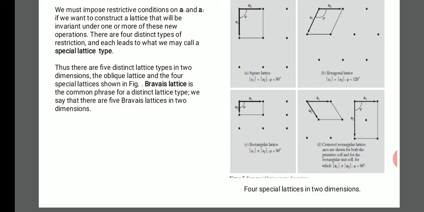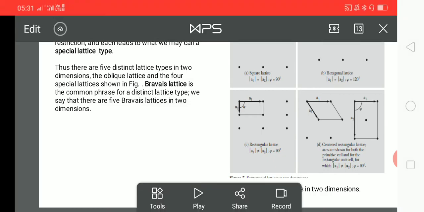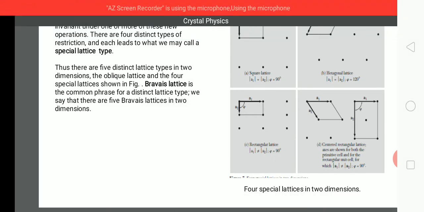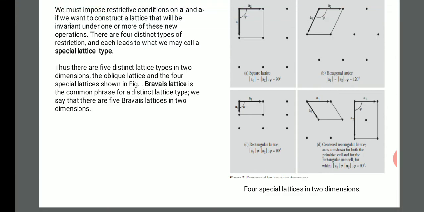We must impose restrictive conditions on A1 and A2 if we want to construct a lattice that will be invariant under one or more of these new operations, and there are 4 distinct types of restrictions, and each leads to what we may call a special lattice type. Thus, there are 5 distinct lattice types in 2 dimensions: the oblique lattice and the 4 special lattices. In this figure, a Bravais lattice is the common name for a distinct lattice type. We say that there are 5 Bravais lattices in 2 dimensions.